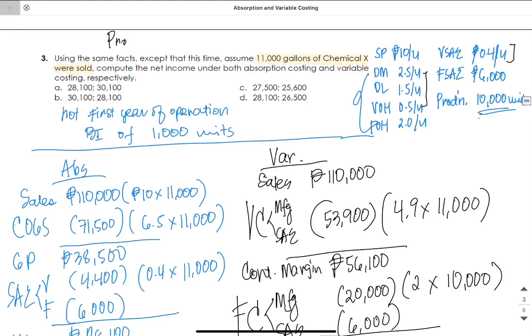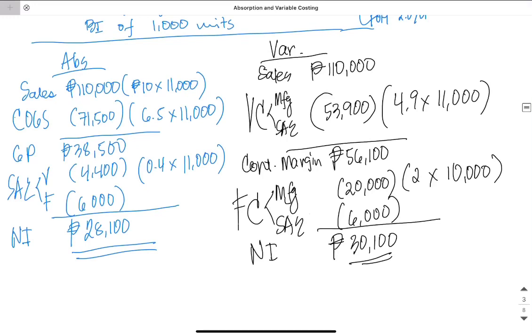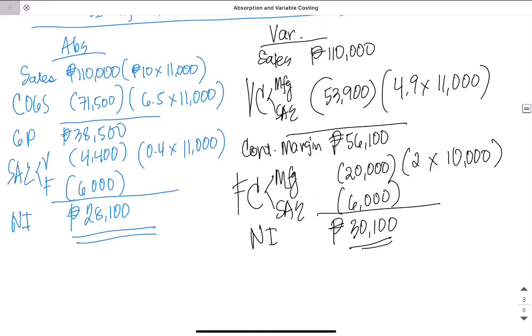Here, production is 10,000, but your sales totaled 11,000. Definitely the sales is higher, and therefore we have higher net income under variable costing. Why? Again, this is due to the recognition of fixed overhead cost. In variable costing, 20,000 is our fixed overhead cost always. So always 20,000. That's it.